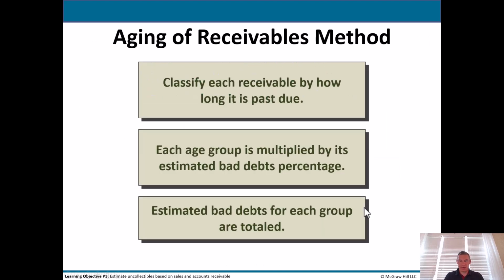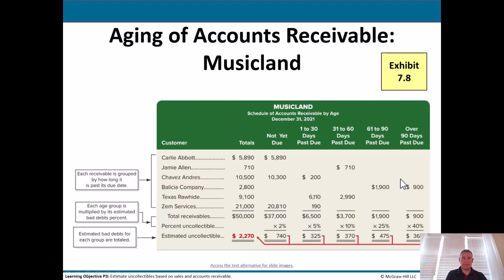So what about the aging of receivables method? The first thing we'll do is classify each receivable by how long it's past due. Obviously, we all know there's a relationship between how long it takes to pay something and whether it gets paid. If you don't believe me, go lend somebody some money. You'll find that out real quick. Each age group is multiplied by its estimated bad debts percentage, which increases the older it gets. And then estimated bad debts for each group are totaled.